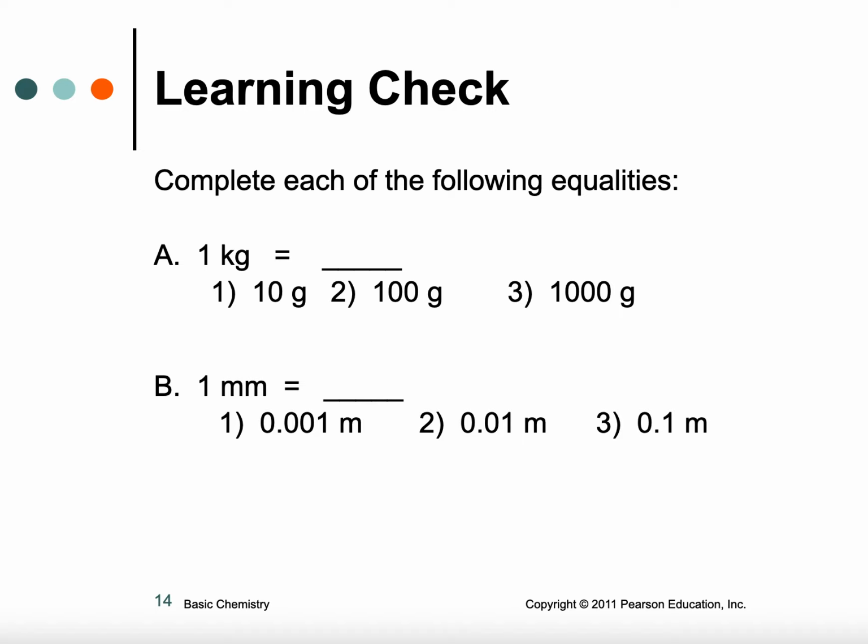1 milliliter is 1,000th of a liter. So I need to go to the thousands place, so it would be 3 places past the decimal. So B would be number 1. All right? We'll work and work and work until you're smart.